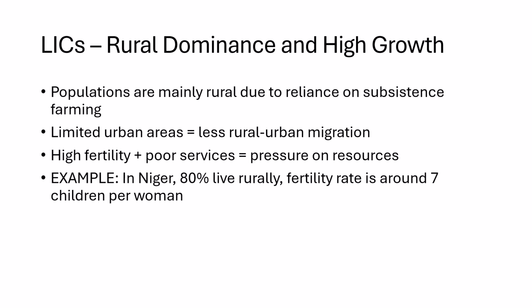There's also a lot of pressure on resources in LICs. This is influenced by high fertility rates and poor access to education and healthcare, which deepens rural poverty cycles. A really good example of this is Niger, where 80% of people live rurally and the fertility rate is about 7 per woman. It's really high, and there's a lot of pressure on healthcare systems and education systems there.